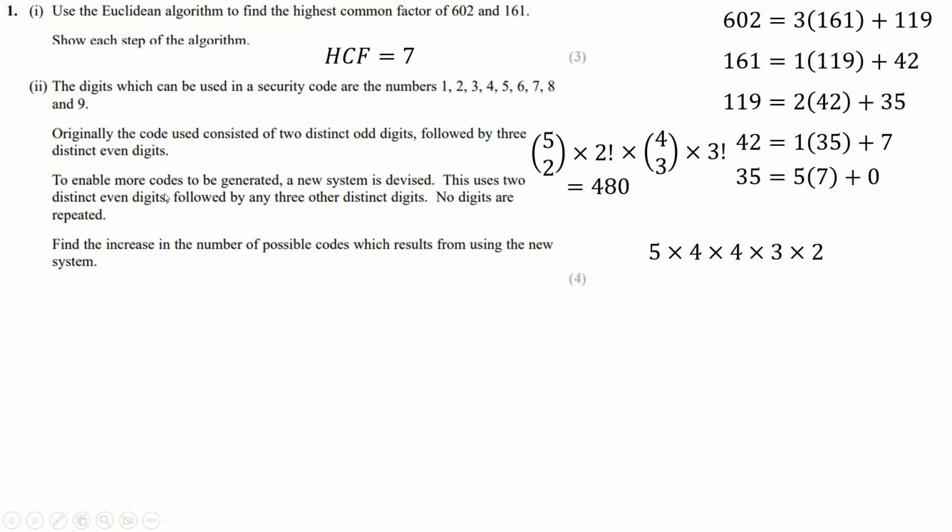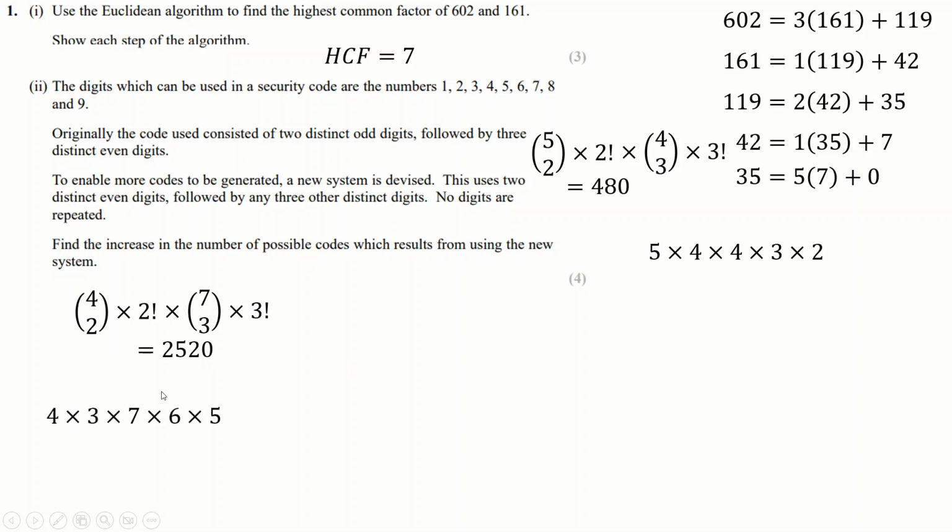This next bit is very much the same thing. To enable more codes, new system, 2 distinct evens, so you can do it my way if you want to: 4 choose 2, and then times 2 factorial, because there are 2 ways to arrange those 2 evens, followed by any 3 other distinct digits. Distinct means it still has to be different, so you can't pick any of the 2 you just did. So there are only 7 digits left, and you have to pick 3 of them. And there are 3 factorial ways to arrange those once you've done that. Type that in, you get this.